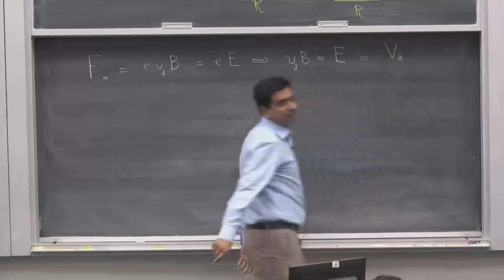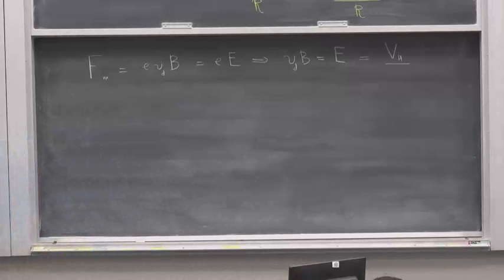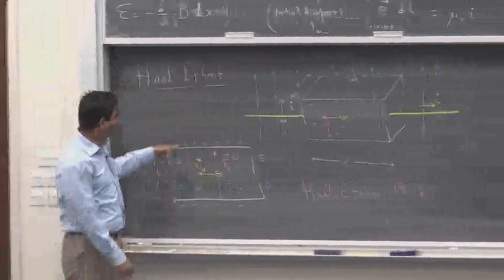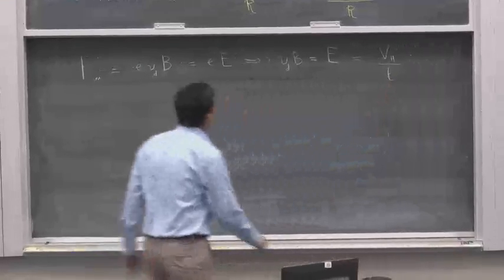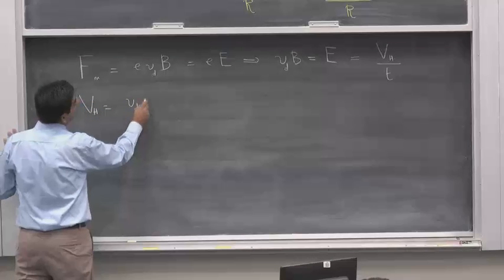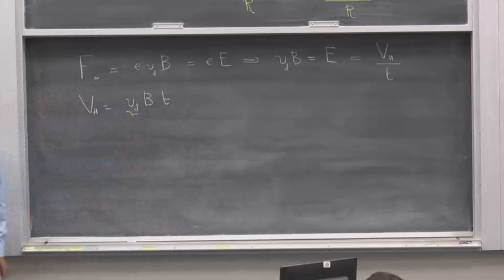which I call VH, divided by, which length would I use? T or W or L? Which length should I use for this voltage? T. Good. T. This means the Hall voltage VH is Vd times T. But the drift velocity is difficult to calculate.